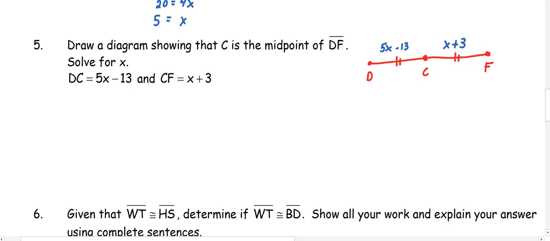Since those segments are congruent, that means they have the same measure, so we can set them equal to each other. So 5x minus 13 equals x plus 3. We can subtract x from both sides. 4x minus 13 equals 3. And add 13 to both sides. 4x equals 16. And then divide by 4. So x is 4.